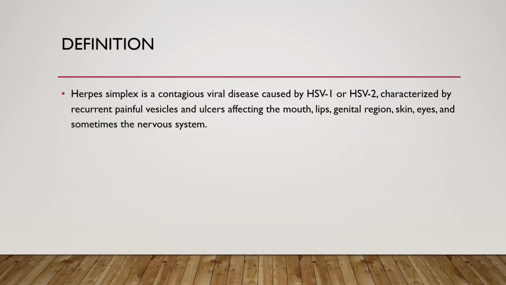Definition. Herpes simplex is a contagious viral disease caused by HSV1 or HSV2, characterized by recurrent painful vesicles and ulcers affecting the mouth, lips, genital region, skin, eyes, and sometimes the nervous system.